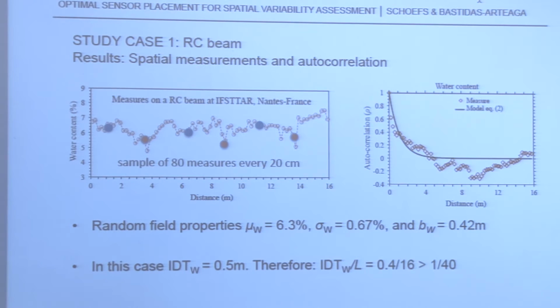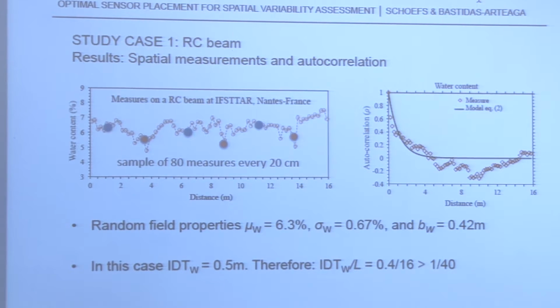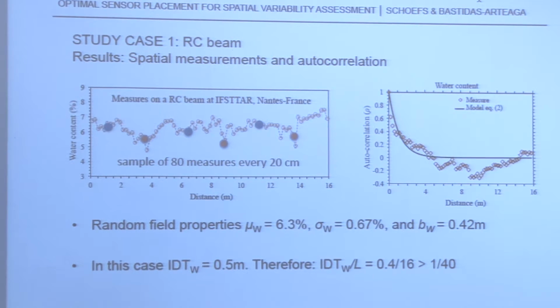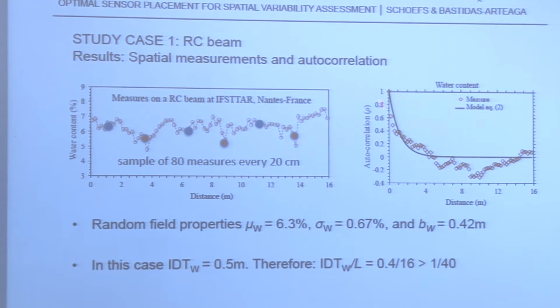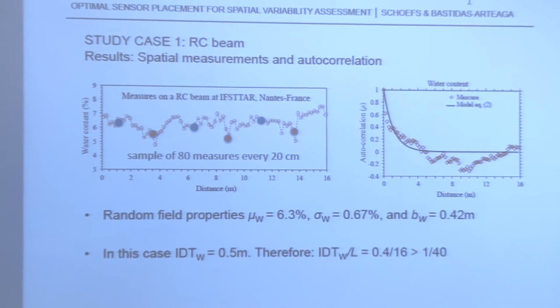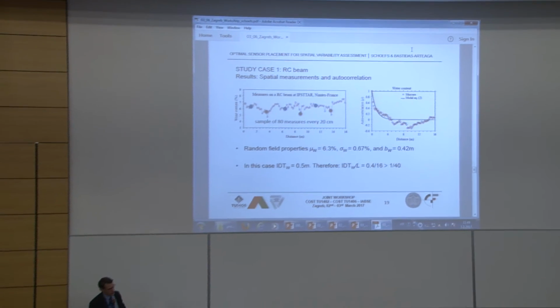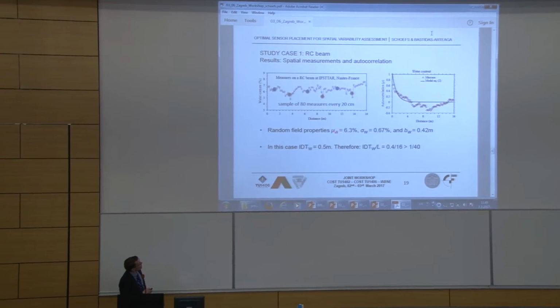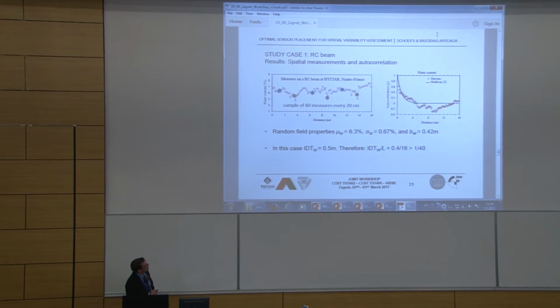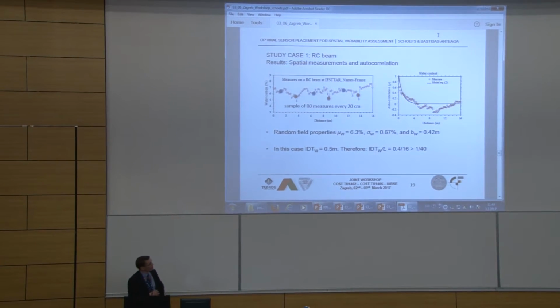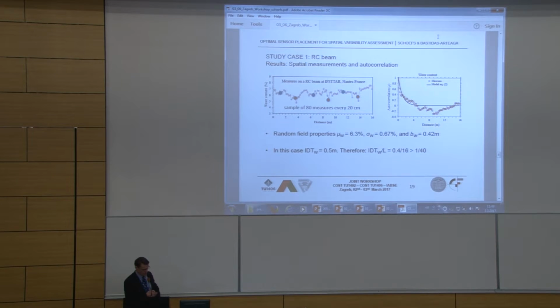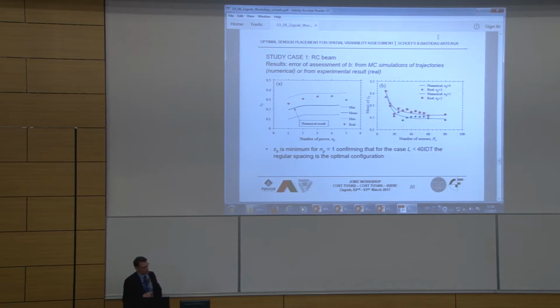So that's why we are able to produce statistics on it. And here you have the experimental autocorrelation function and the fitted autocorrelation function, from which we can compute B. And here the maximum interval between sensors is 0.5 meters if we want to capture this autocorrelation. So those are the results.